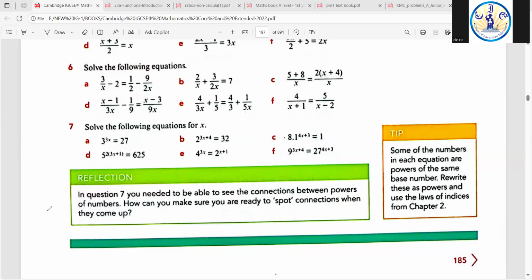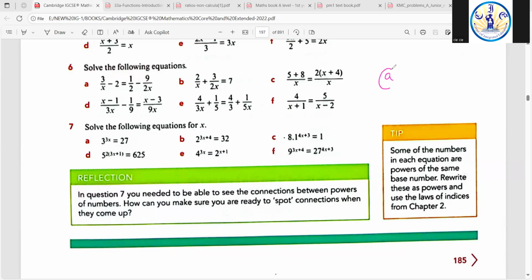And now for question number 7, solve the following equations for x. You see, now the variable x is there in the power or in the exponent. So how could it be solved? The main thing is to make bases the same or powers the same.